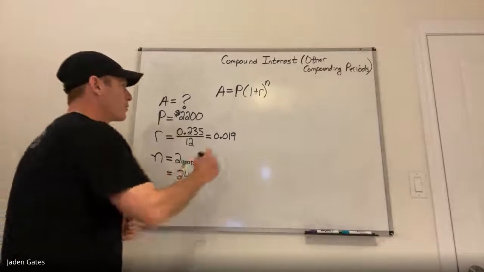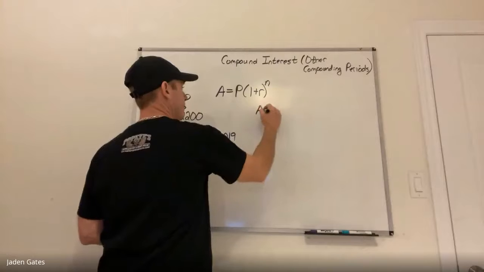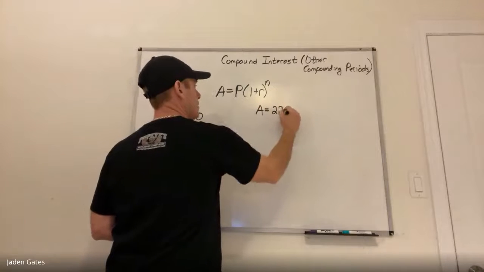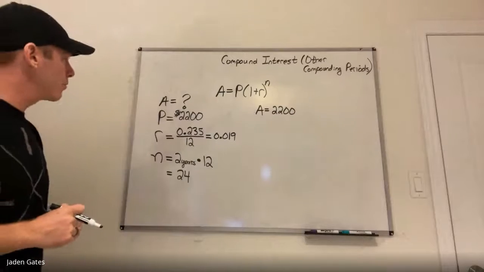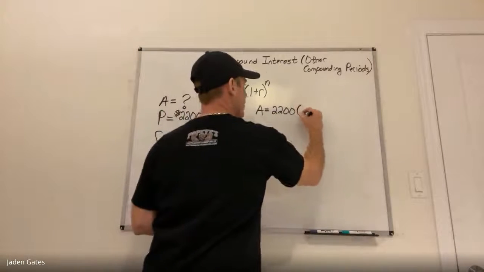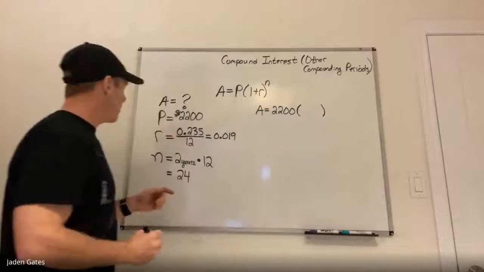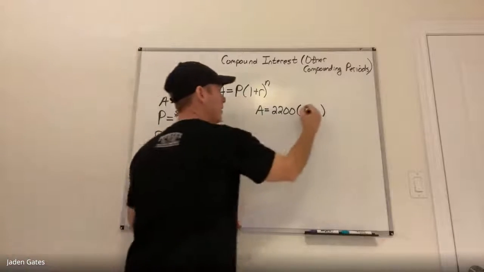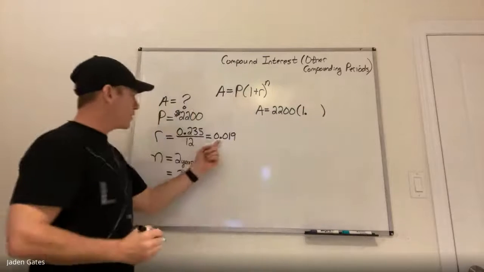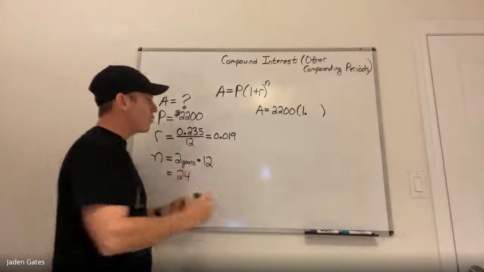All right, so now I'm going to substitute those values in. My principal is $2,200, I borrowed it to buy a Dell computer. In the brackets here, I have 1 plus my rate. So I have 1, and then my monthly interest rate of 0.019.